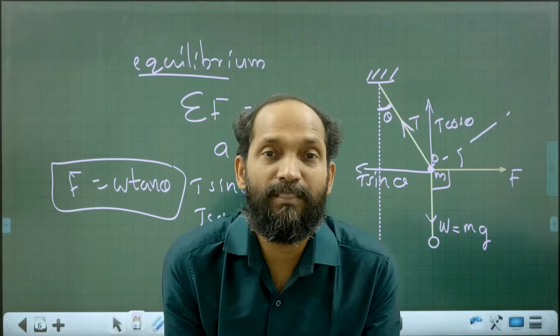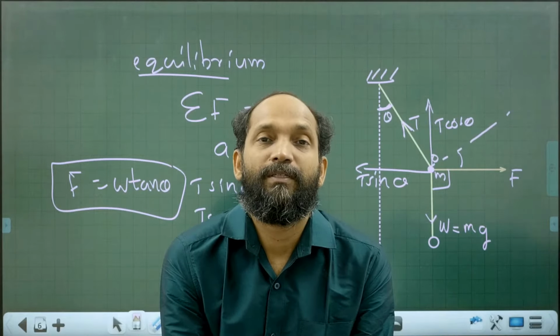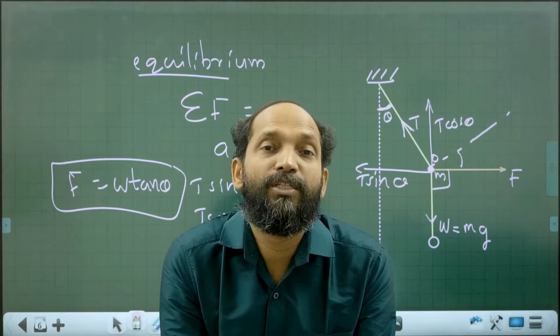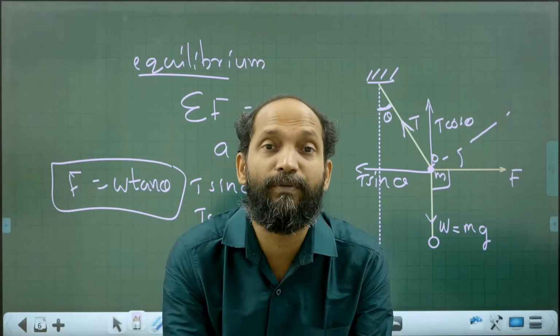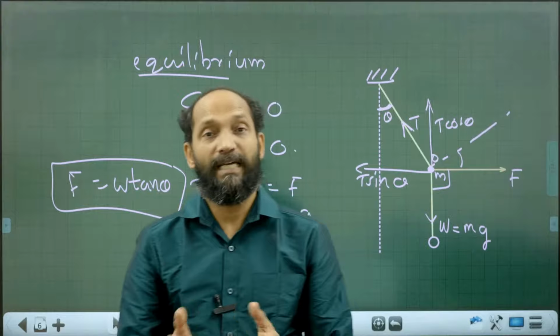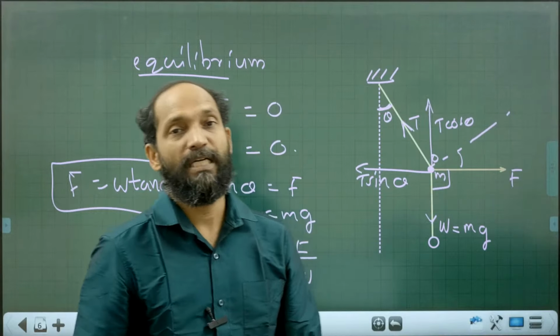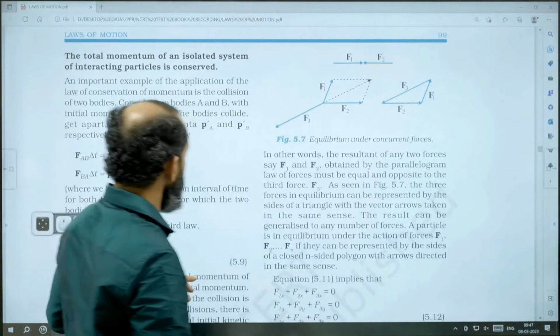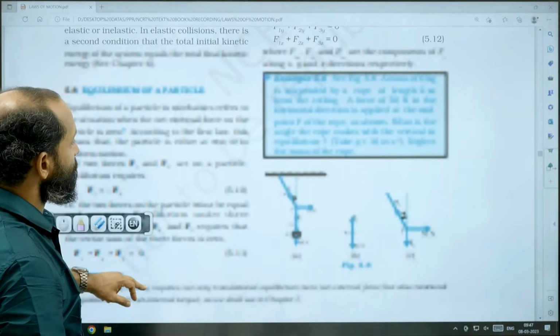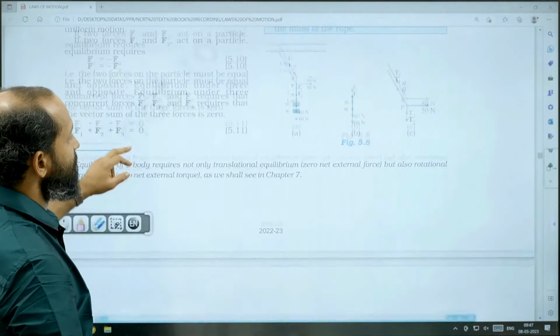Equilibrium doesn't mean that it is at rest. If net force is zero, acceleration is zero, and at rest, it is static equilibrium. If it is still moving with constant velocity, that is called dynamic equilibrium. Static and dynamic equilibrium. Okay, so that part is also important. This one is that solved exercise what we have done now.